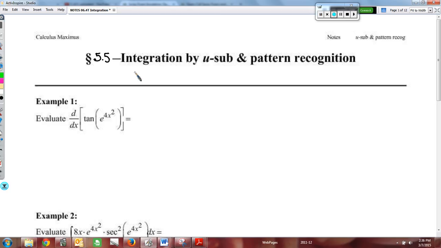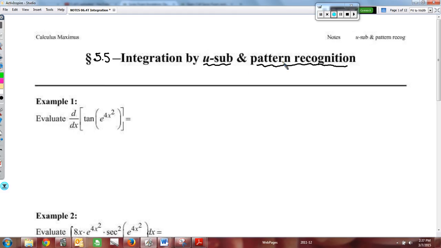I know it seems kind of odd, when we went through the derivative rules, we did product rule and then quotient rule before we did chain rule. But it actually is a little easier to work backwards when there's a chain rule problem as opposed to when there is a product rule or a quotient rule. So we're actually going to work on coming backwards from the chain rule. So this section 5.5 is called integration by use substitution and pattern recognition. So they kind of go together.